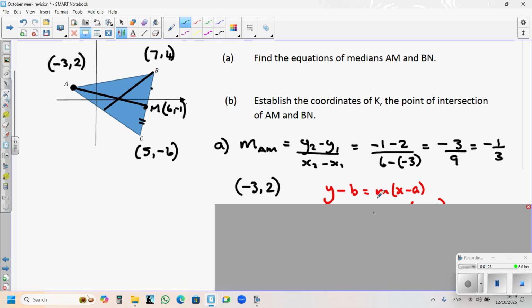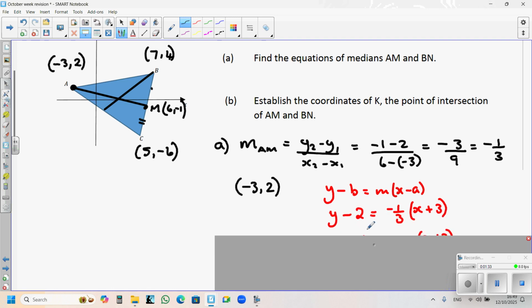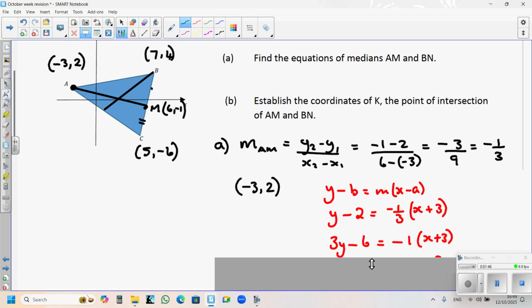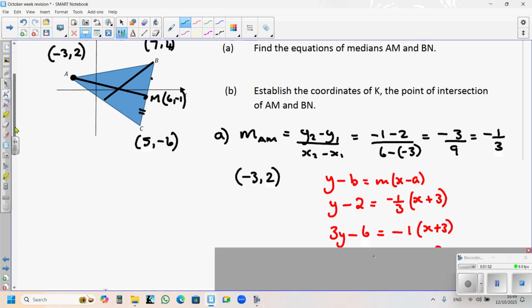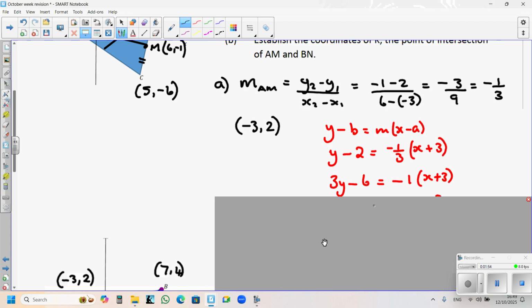We sub into y minus b is equal to m bracket x minus a. That's it substituted. So y minus 2 is equal to the gradient, -1/3, times x, and it's got to be minus a, minus makes a plus. We're going to tidy that up, and I don't want that third, so we multiply it all by 3. So that gives me 3 times y is 3y, 3 times 2 is 6. When I multiply this whole side, that's a package, then that cancels. So I've just got -1 times x plus 3.